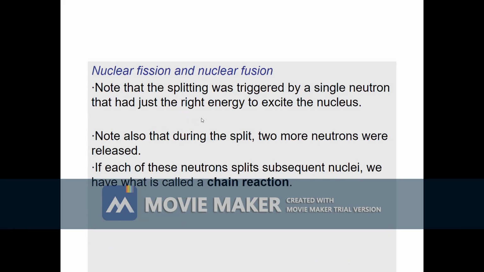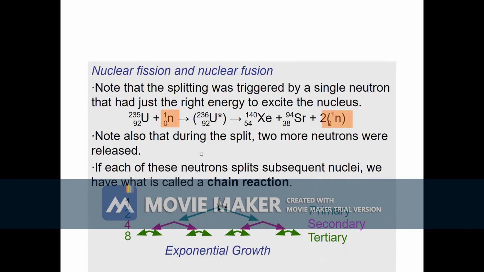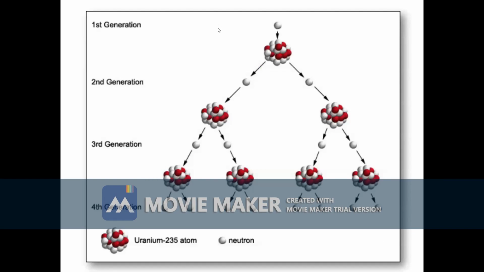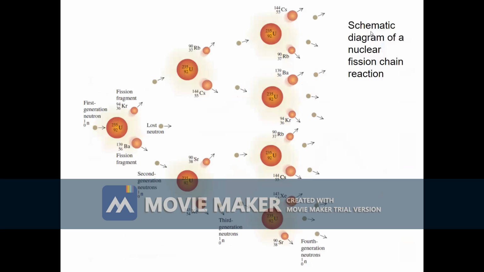Note that the splitting was triggered by a single neutron that had just the right energy to excite the nucleus. Note also that during the split, two more neutrons were released. If each of these neutrons splits subsequent nuclei, we have what is called a chain reaction. And here it shows the exponential growth. This diagram also shows the first generation, second generation, third generation, and fourth generation neutrons. And here is a schematic diagram of a nuclear fission chain reaction.